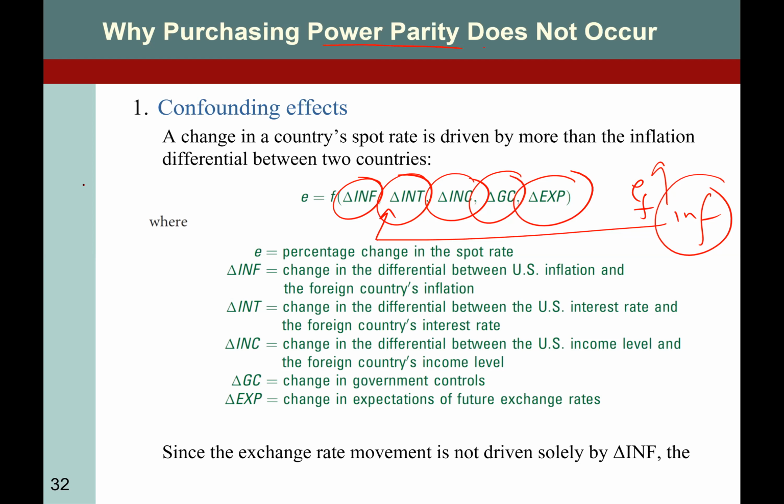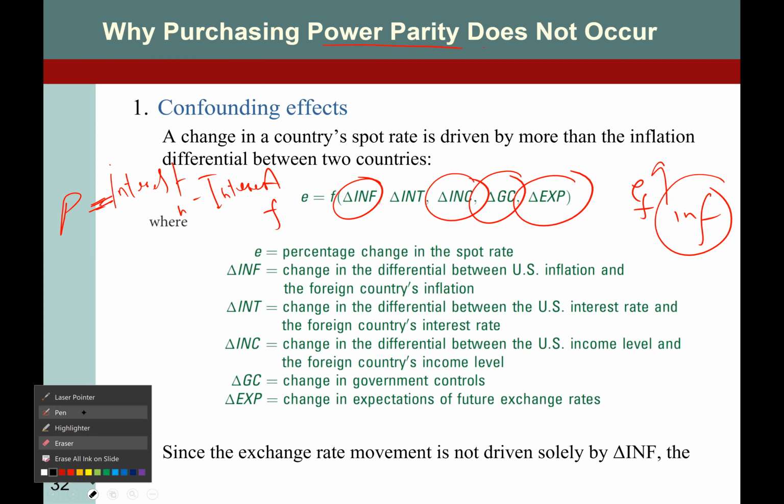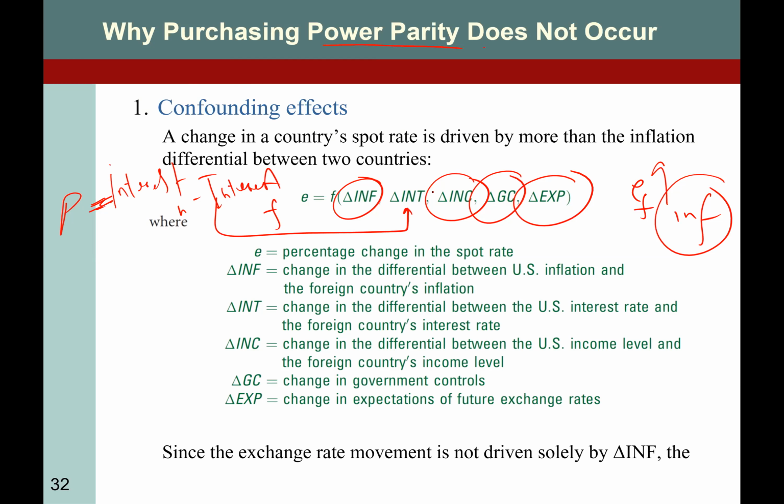And in interest rate parity, we talk about interest in home minus interest in foreign, which is the forward premium. In interest rate parity we talk about interest, and in PPP we talk about inflation. So where are these other factors?